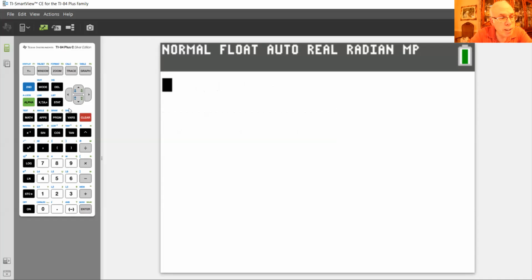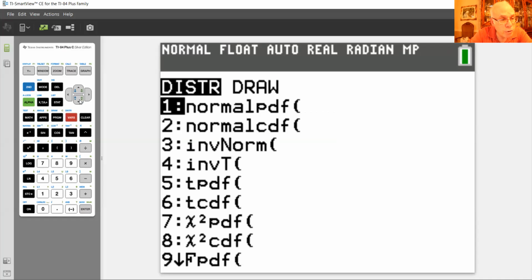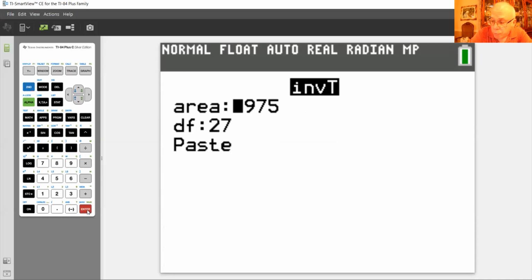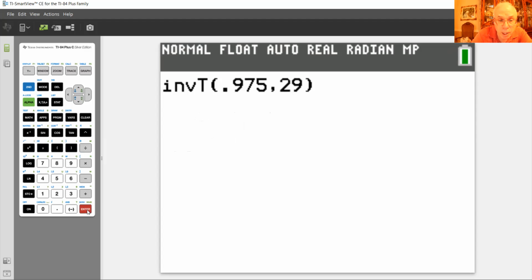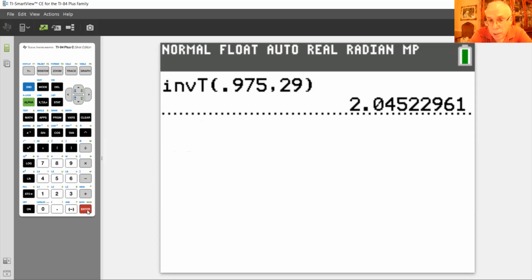Let's calculate our t. We're going to do second, variable distribution, and we'll go down to inverse t. Now this is 95%, so 0.975 will work. That's the area to the left for a 95% confidence interval. Degrees of freedom, well, sample size is 30, so the degrees of freedom is 29, 30 minus 1. We'll scroll down, hit enter, hit enter again. There's our t.